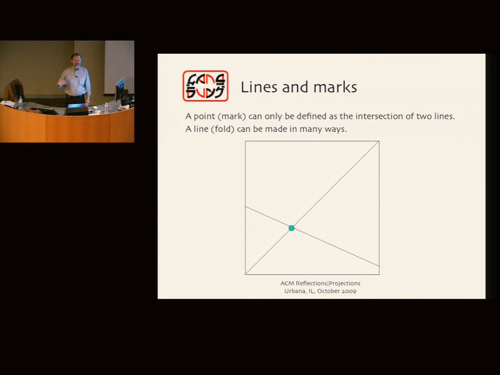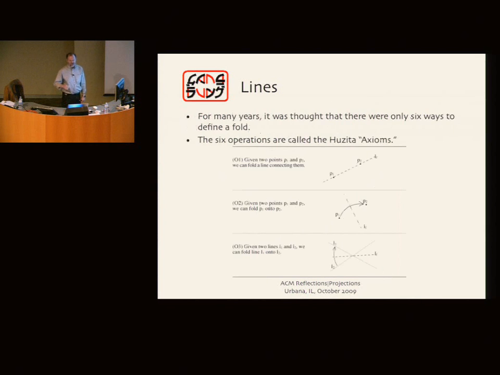But what about defining lines by folding? Well, it turns out there were at least 6 ways of defining a line by folding. And for many years it was thought there were exactly 6. They were described by a fellow named Huzita, and so people call them the Huzita axioms. They're very straightforward. It said if I've got 2 points, that defines a line which goes through the 2 points.